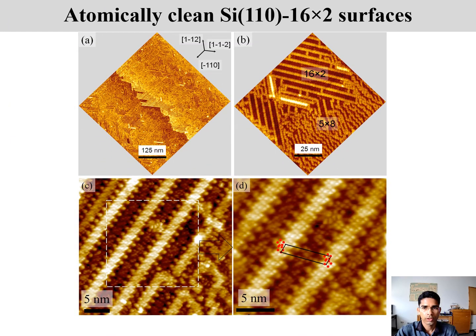We have used the silicon 110 surface, so this is the STEM image of a clean silicon 110 16x2 reconstructed surface. You can see the atomic rows which form a 16x2 reconstructed unit. This is the unit cell of the 16x2 unit.